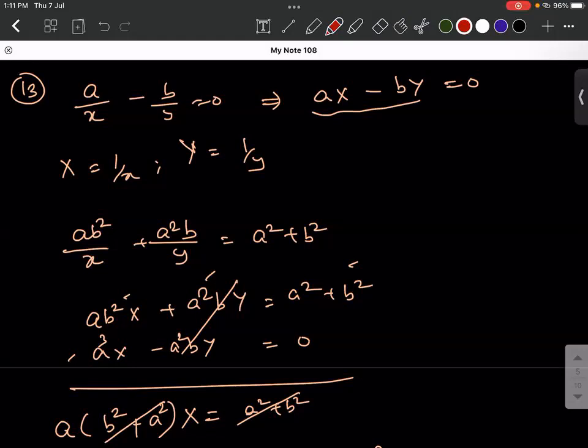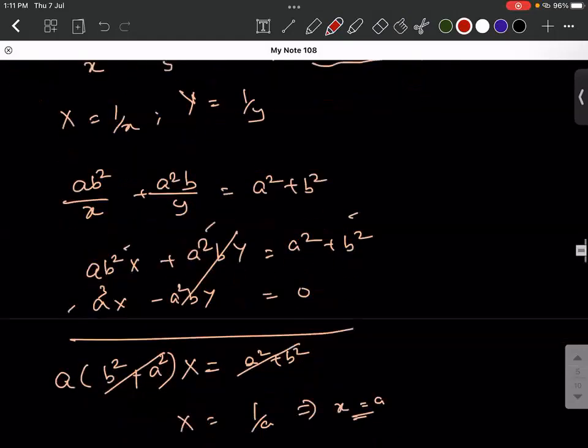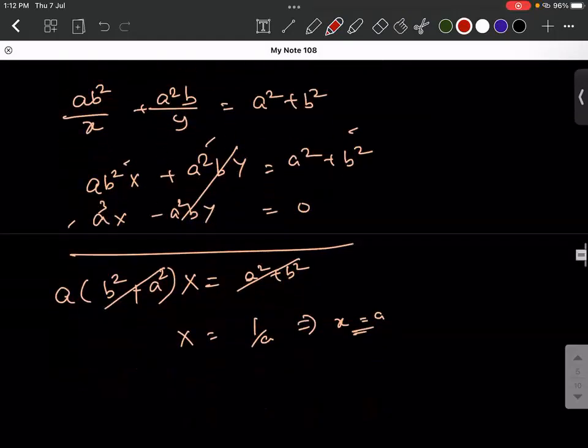ab square plus a cube. So I took out a common. When I take out a common, I got b square plus a square into capital X is equal to, on the right hand side, you have a square plus b square. So they both are same, cancelled it out. So capital X is 1 by a. So when capital X is 1 by a, small x will be a. Now once you know capital X, substitute it back in any one of the equations, find capital Y. That part I'm leaving it to you.